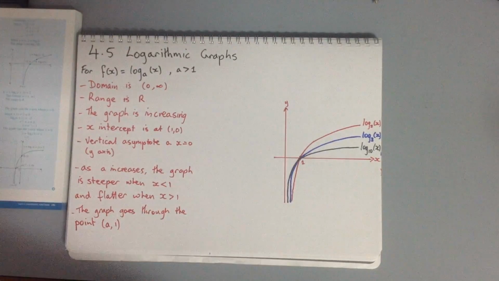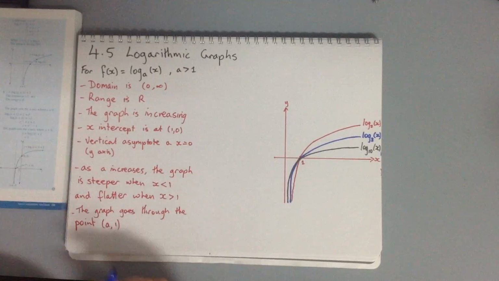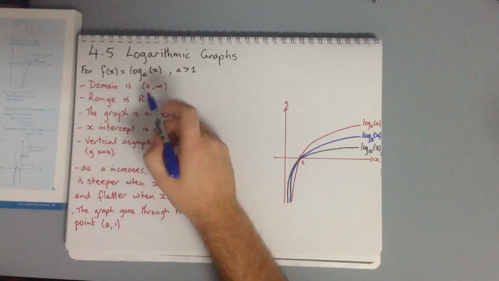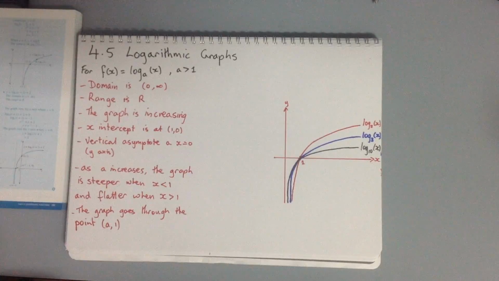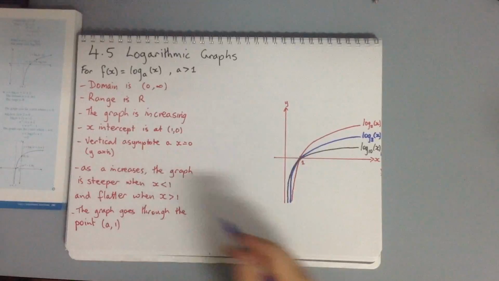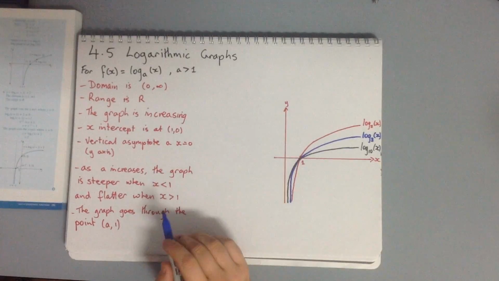Hey, in this tutorial we're going to be looking at log graphs. Okay, so we're starting with the function log to the base a of x, where x is greater than 1. So for these functions, our domain is 0 to infinity, unless we have a horizontal translation. The range is R, and the graph is always increasing, which you can see here.